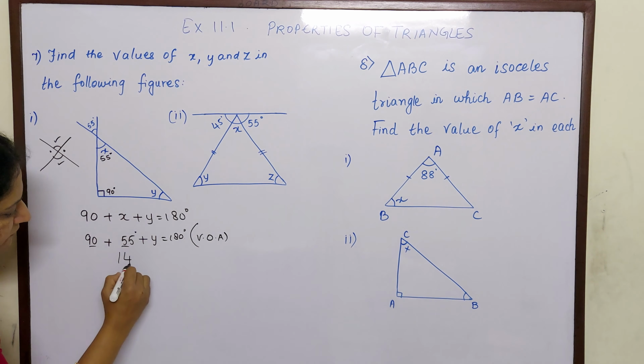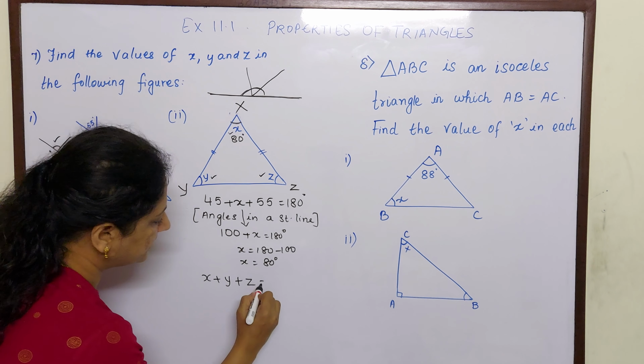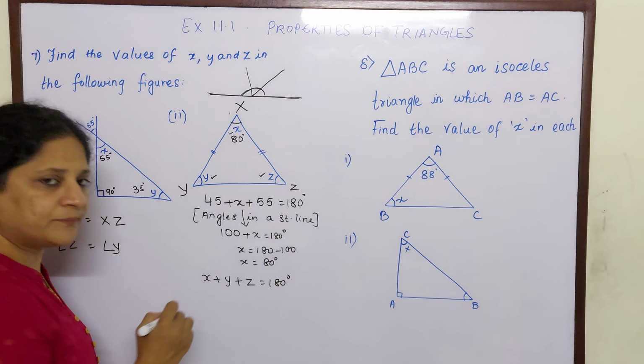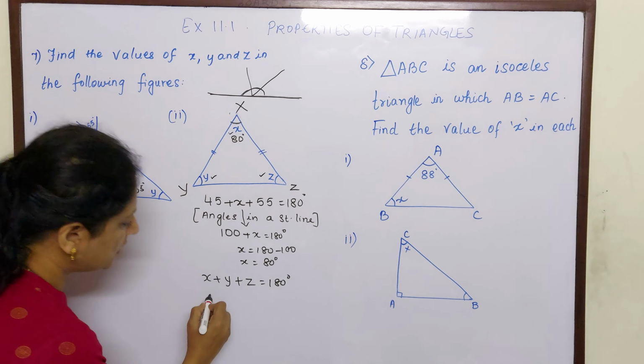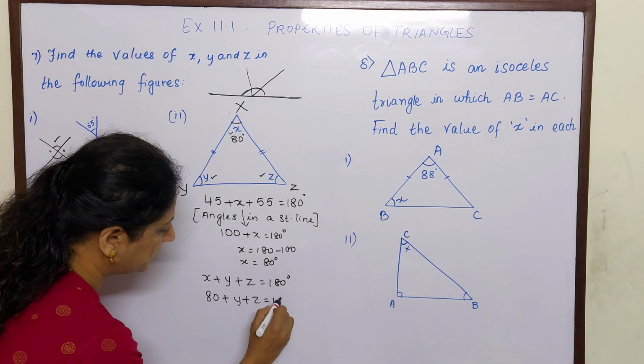That means whatever will be the measurement of this will be the measurement of this, right? So according to angle sum property, x plus y plus z will be equal to 180, right? So x we already found out it is 80, y plus z is equal to 180.